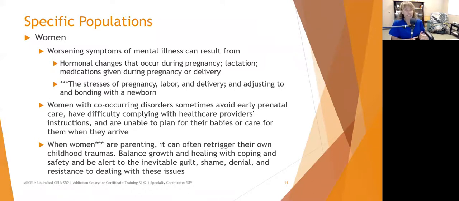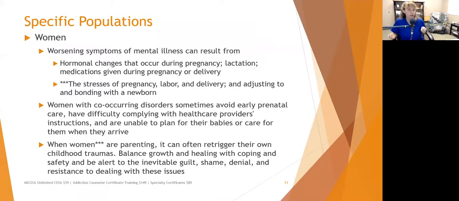In fact, my cousin was using when she found out she was pregnant, and she is just like one of the best moms I've ever seen. She's awesome. So it's important to understand that these are things we need to be aware of, but this does not necessarily describe every single client.